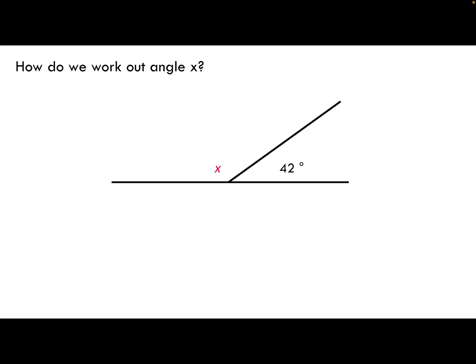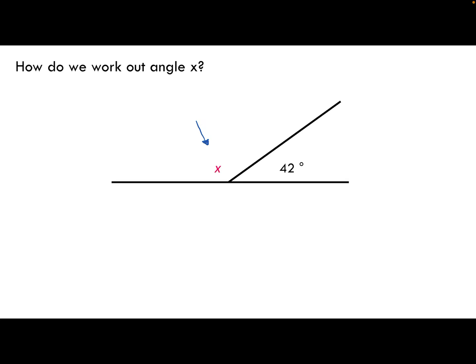So how do we work out angle x? Now all that x means is just an unknown. So x can be any number that we don't know. It could be a g, it could be an n. It's commonly seen as x. X just means something we need to find out.